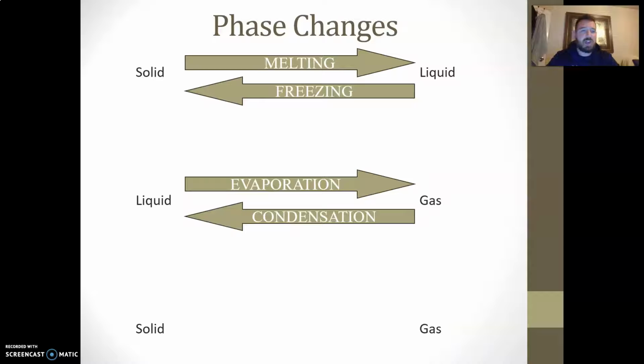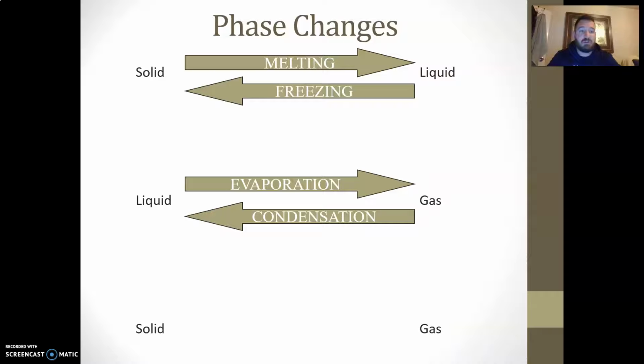So evaporation happens all the time. You ever wonder why liquid water after rain, like a puddle, just disappears the next day? It's because the sun will evaporate that water into the gaseous form, and it will disappear from the sidewalk or driveway or wherever you have it.